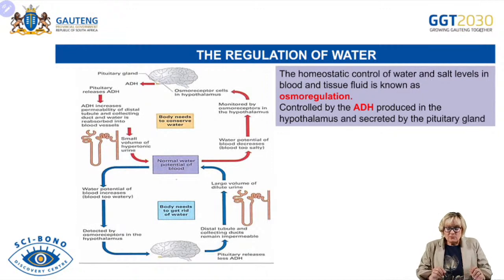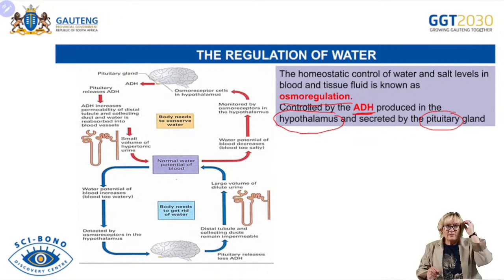The homeostatic control of water and salt levels in blood and tissue fluid is known as osmoregulation. Controlled by ADH, that's important, produced in the hypothalamus. Can you remember when we started, I showed you where the hypothalamus is? And secreted by the pituitary gland, that small little gland at the bottom of the hypothalamus. So it's important that you know those words. And as you study, put a picture in your head. The hypothalamus is up here, and then there's that small little gland called the pituitary gland. And that is where ADH is being secreted.